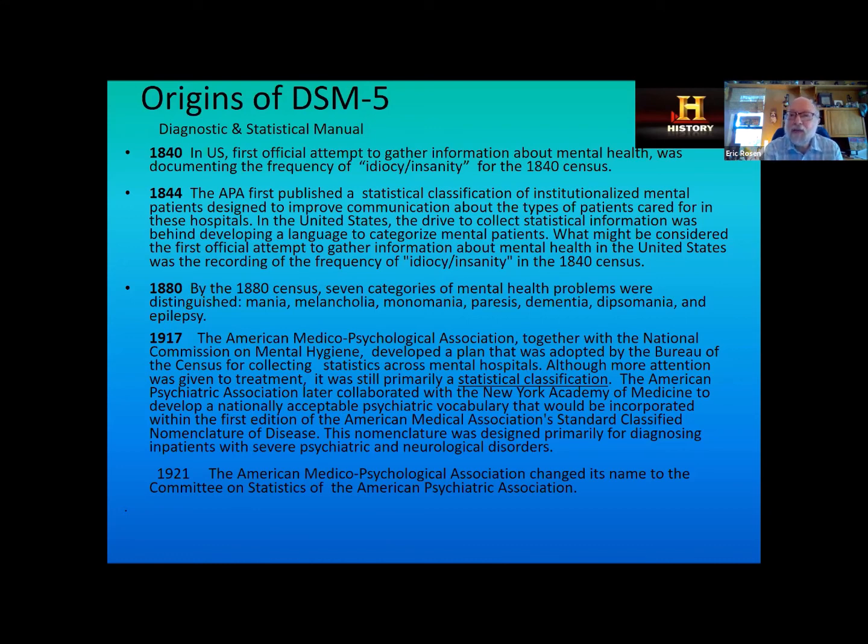In 1844, the American Psychiatric Association started to look at different types of patients being cared for in hospitals. And so they started to look at the frequency of how often some of these diagnoses were assigned, like idiocy and insanity. Again, it also was connected with census data. By the 1880s, we started to see labels coming out about different kinds of mental health issues like mania, melancholia, depression, monomania, paresis, dementia, dipsomania, epilepsy. These all were variations of terms that also captured how people looked at people that were, quote unquote, crazy, because that's basically what they were looking at back then.